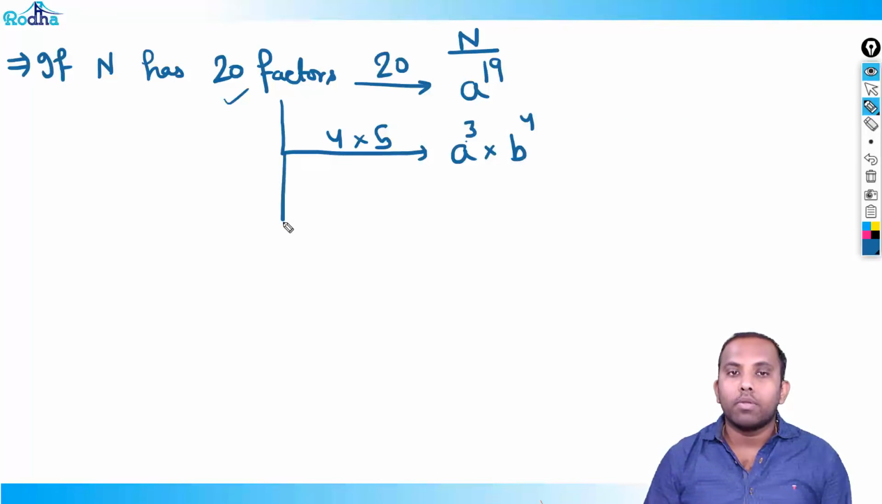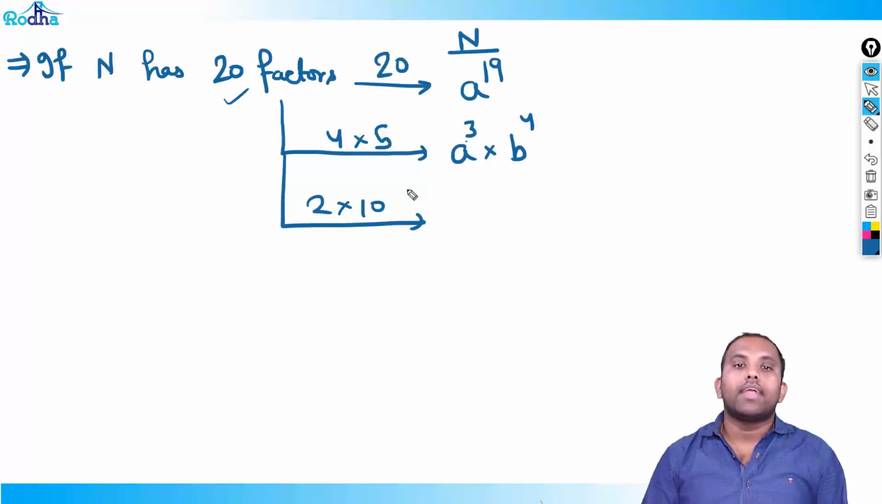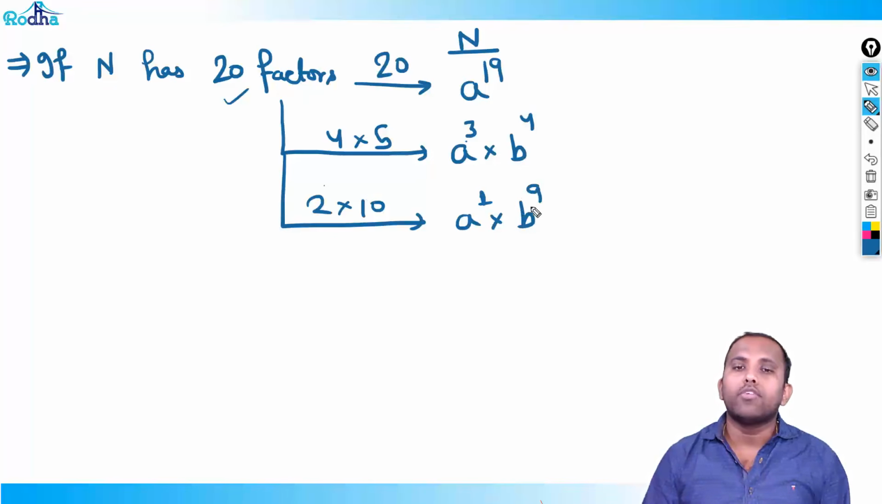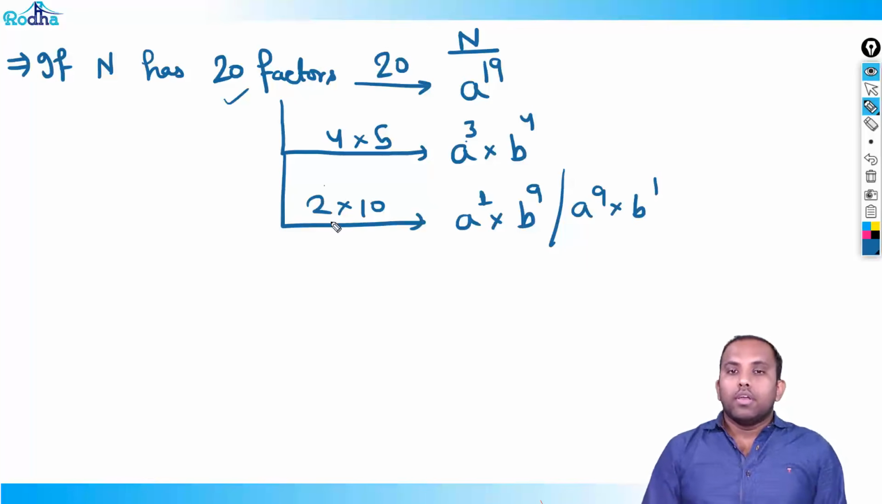20 can also be split as 2 into 10. Again, if I'm splitting into 2 parts, that means I'm trying to write n in terms of 2 prime bases. So let A and B be the 2 prime bases. A has got factor 2, so power 1. B has got factor 10, so power 9. Or I can reverse it, no issue. It doesn't matter, A and B are only variables. If I write A raised to 9 into B raised to 1, it doesn't matter. So 2 into 10.